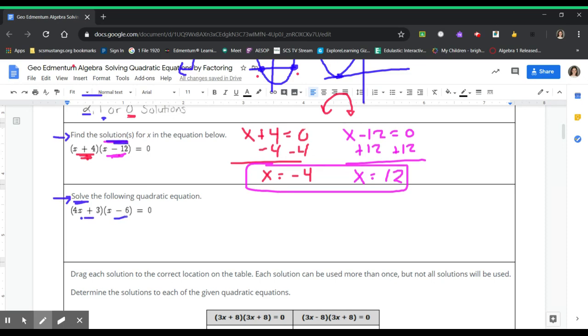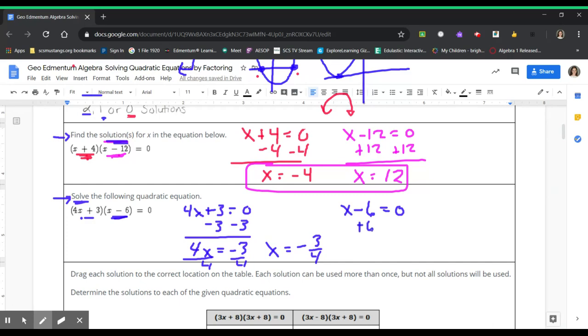So we're going to take these and set them equal to 0 and solve. So 4x plus 3 is equal to 0. It's a regular algebra problem we're going to solve. So subtract the 3 from both sides. 4x is equal to negative 3. Divide both sides by 4. And x is equal to negative 3/4. And I've got my x minus 6 is equal to 0. Add the 6 to both sides. And then x is equal to 6. So our answer for this one is going to be x is equal to negative 3/4 and x is equal to 6.